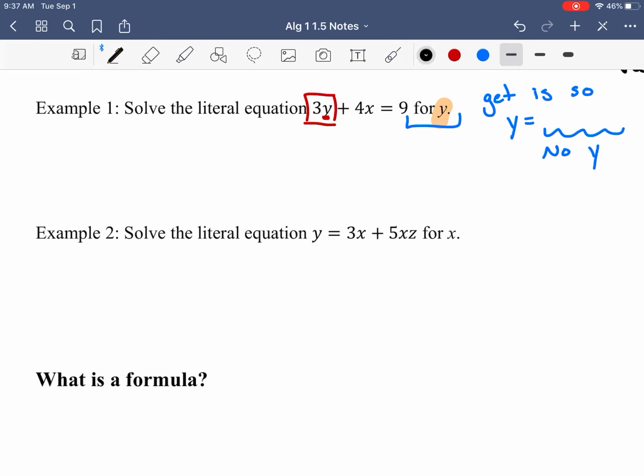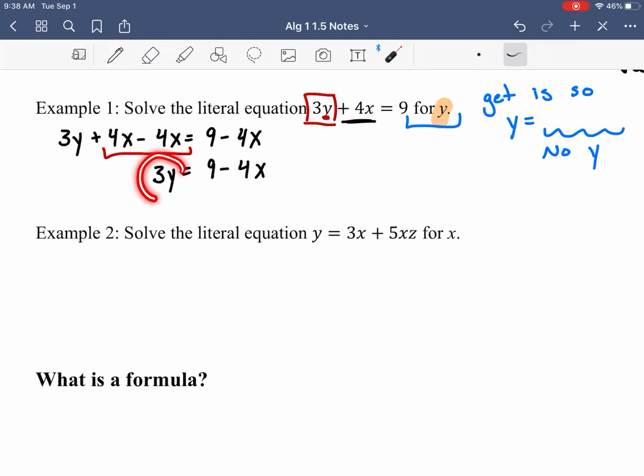So to get that y term by itself, I'm going to have to take this positive 4x and subtract it from both sides. So I'd write 3y plus 4x equals 9, and now we want to subtract 4x from both sides. So now over here, these two add to 0, and I'm just left with 3y equals 9 minus 4x. Okay. So now I've got the y term all by itself.